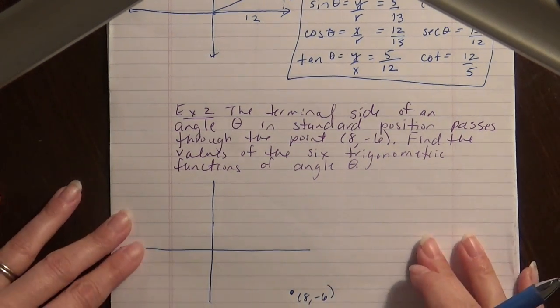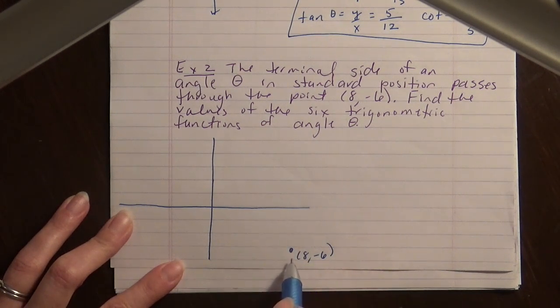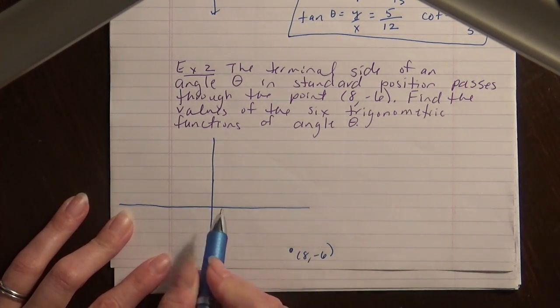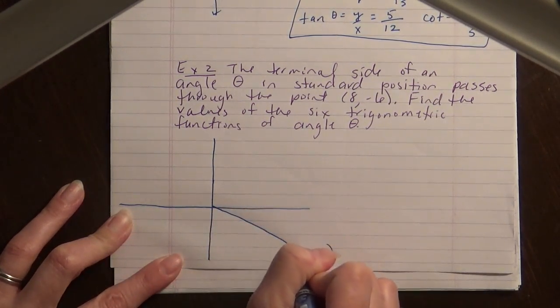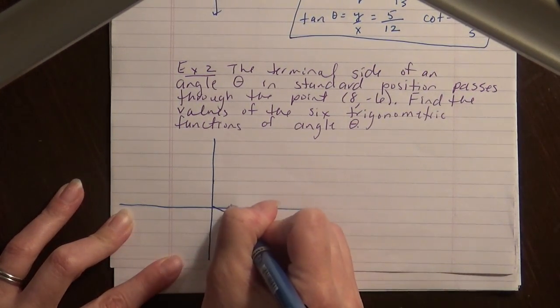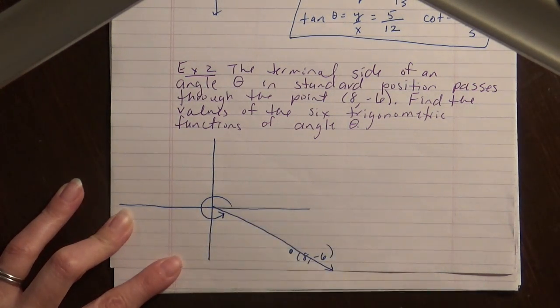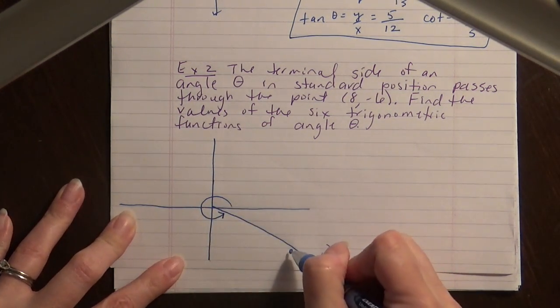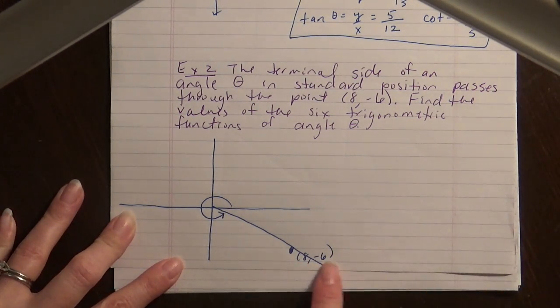Okay, so I can sketch in my x, let's draw the ray that goes through that point. Alright, so here's angle theta. It starts on the initial side, it goes all the way around to the terminal side on this line. And then I'm going to put in my x and my y values, or you can just leave it like this if you want to.